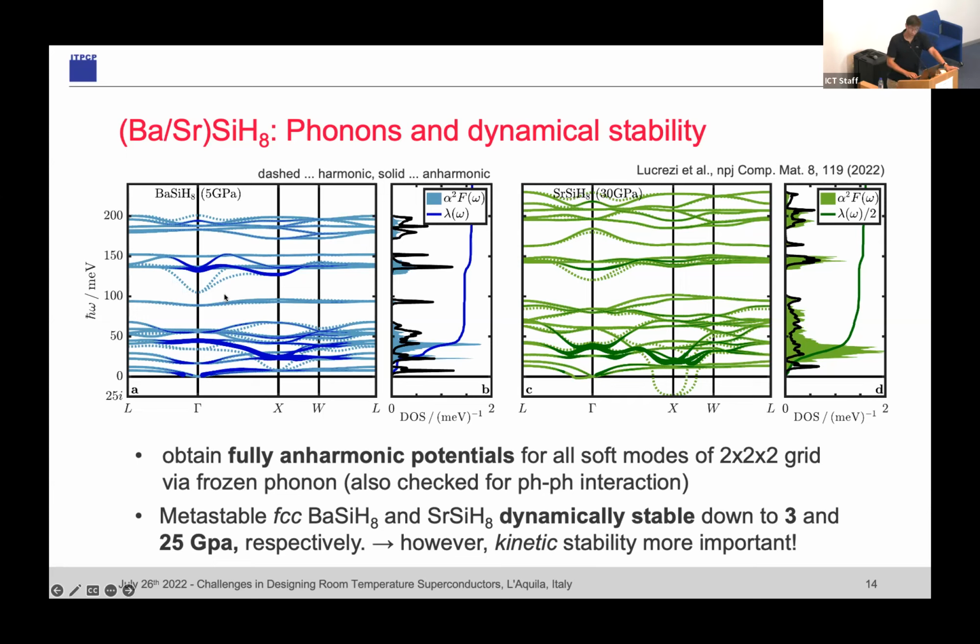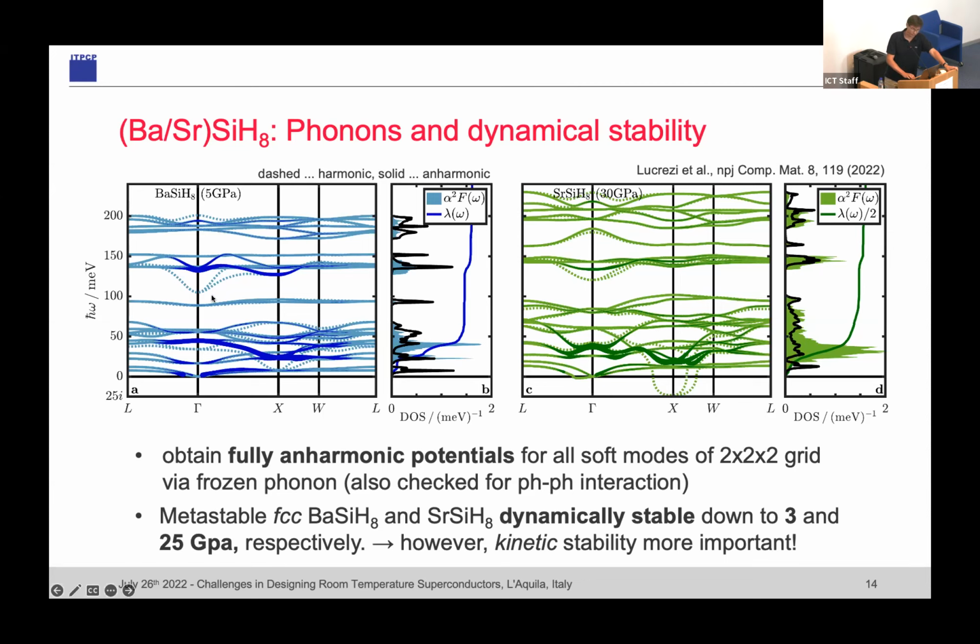And in order to be as accurate as possible and still be able to do our Migdal-Eliashberg calculations, we started to correct these harmonic frequencies by anharmonic calculations. In our work, we used the frozen phonon approach. We chose a 2-2-2 supercell, and in this supercell we corrected every soft mode that we found by fully mapping the potential energy surface with respect to the displacements of the particular phonon modes, and then solving the Schrödinger equation for these eigenmodes. Right. And what you see here, the solid lines are the anharmonic calculations, and the dashed lines are the harmonic calculations.